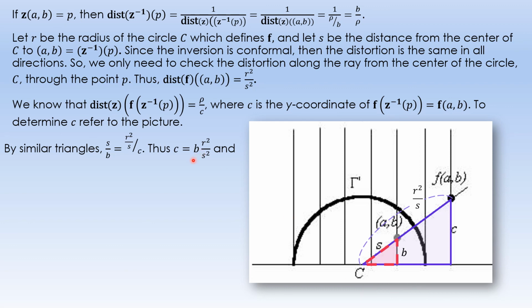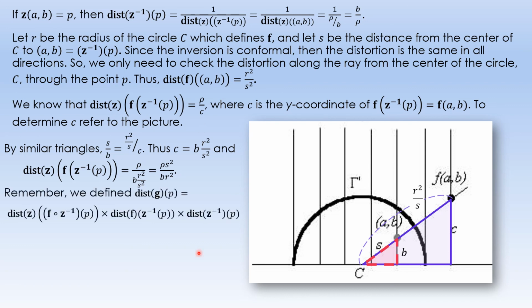And if we plug this value in for C in our previous distortion factor, then what we have is the distortion of z at f of z inverse of P equal to rho times s squared over b times r squared after simplifying.